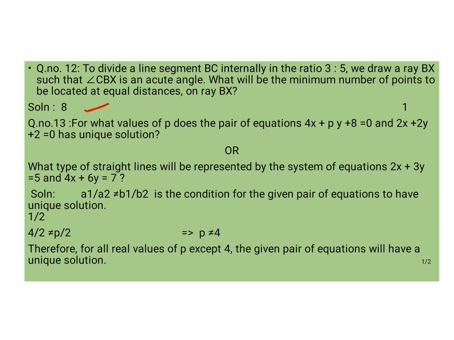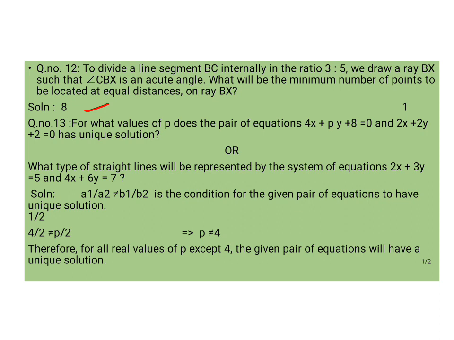Question number 13. For what values of p does the pair of equation 4x plus py plus 8 is equal to 0 and 2x plus 2y plus 2 is equal to 0 has unique solution? And the option question is, what type of straight lines will be represented by the system of equation 2x plus 3y and 4x plus 6y is equal to 7.